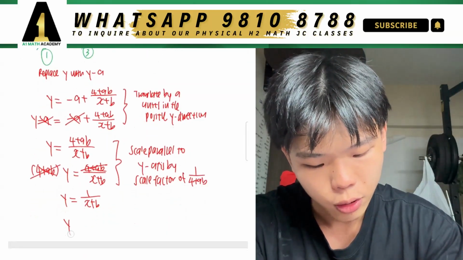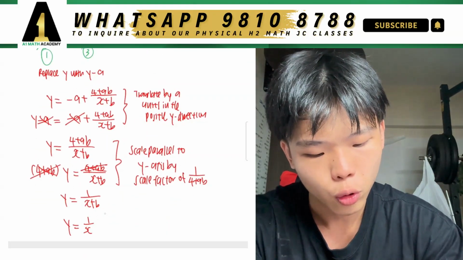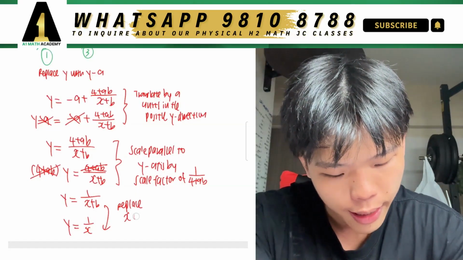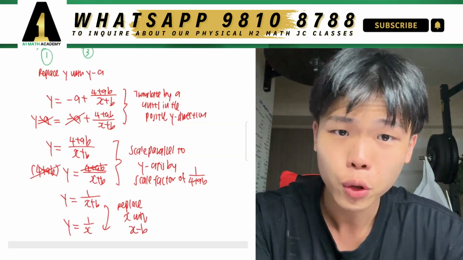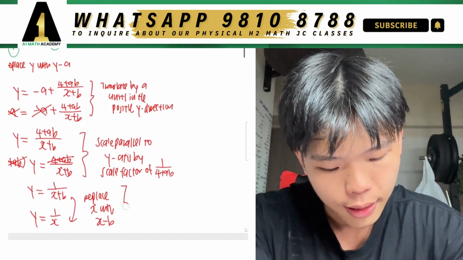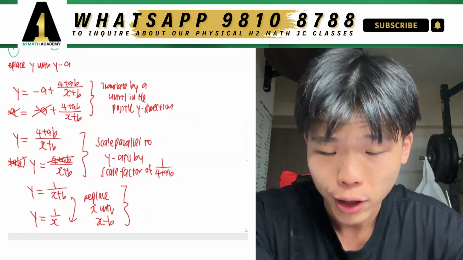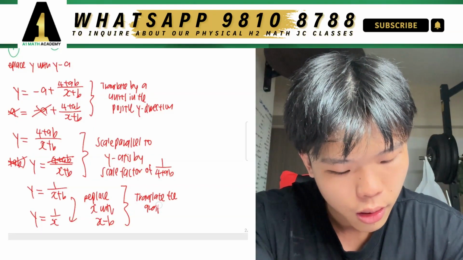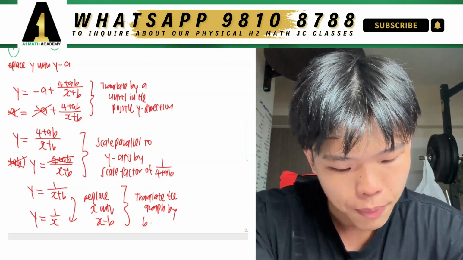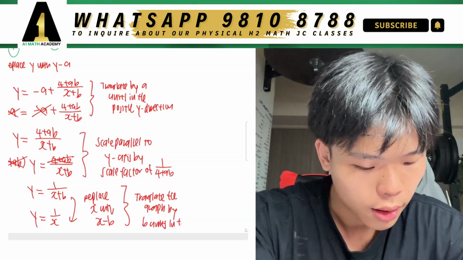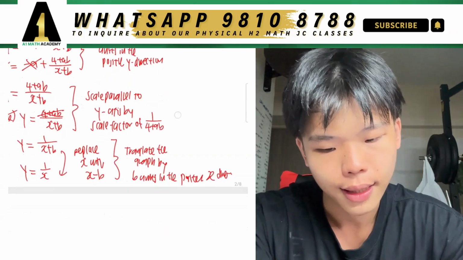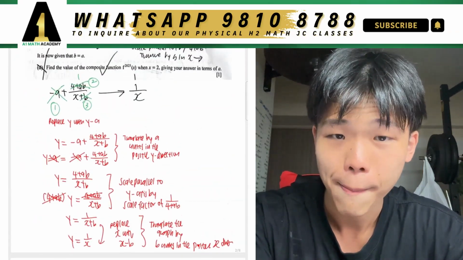So how do you convert this to y equals to 1 over x? You need to replace x with x minus b, right? So how do you replace x with x minus b? This is where, if you recall in your translation, you need to translate the graph by b units in the positive x direction. And that's how you eventually get the final answer to part B over here.